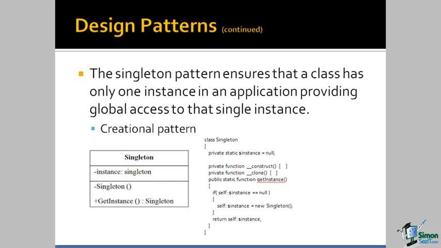In this design pattern, which is a creational pattern because it controls the creation of the object, this pattern defines a class with a private variable instance, a constructor, and a public function getInstance that returns a handle to the one and only object of this type within the system. And here's a sample PHP code for the singleton pattern.